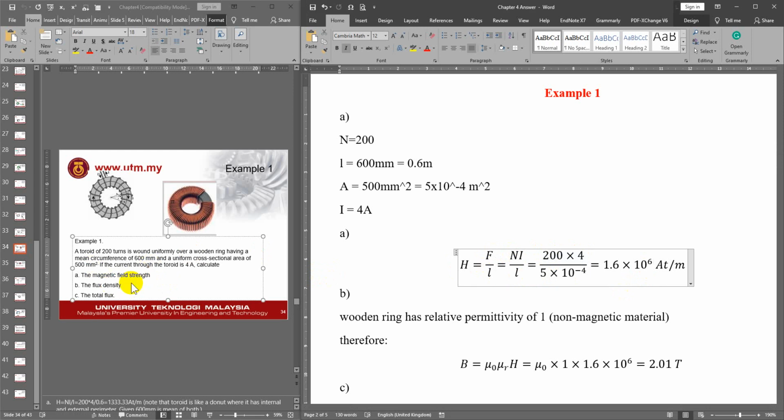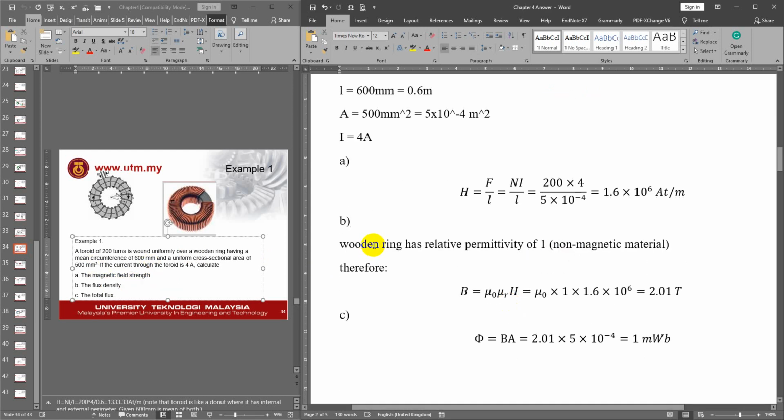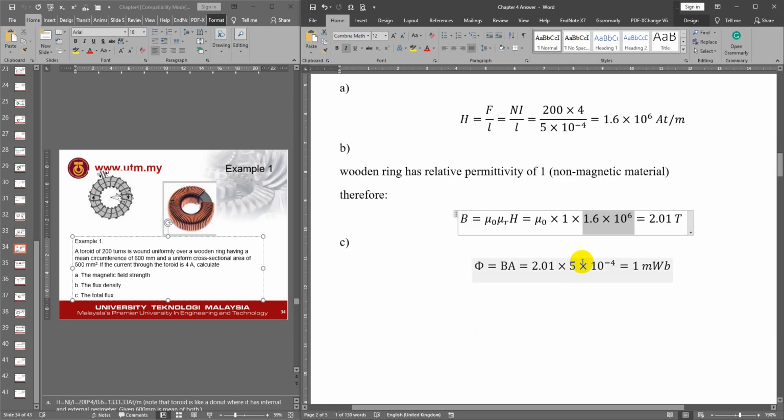Next, the flux density. Because, as I mentioned before, the wooden ring has a relative permeability of 1, B equals mu naught mu R H. Just use the formula and you get the answer. Mu naught mu R, this is the H. And the last one, the total flux. Flux equals BA. So you calculate B, and the area is also given, so you get the answer, which is 1 milliweber.